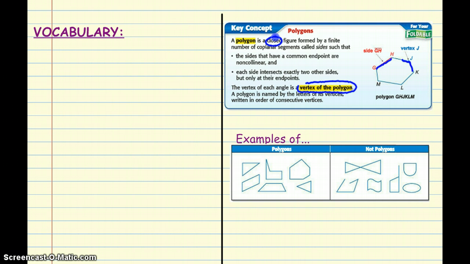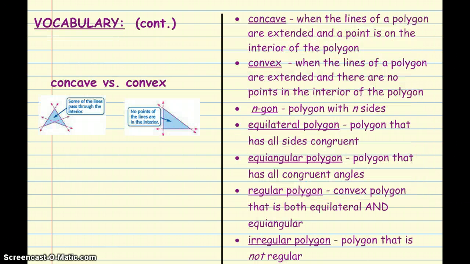And then the chart below shows examples of polygons and not polygons. Notice that they are completely closed by straight sides. No curvy points, like this one that looks like a flag over here. Those curves are what make it not a polygon. Same thing with these other two over here on the right-hand side.